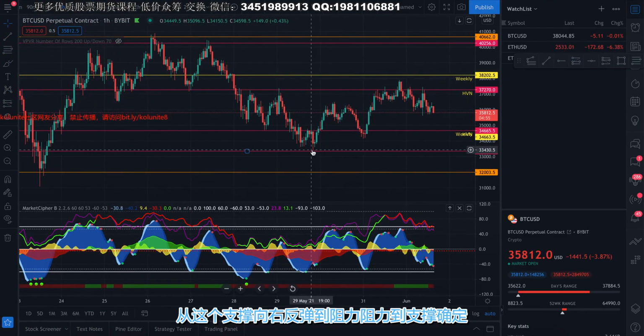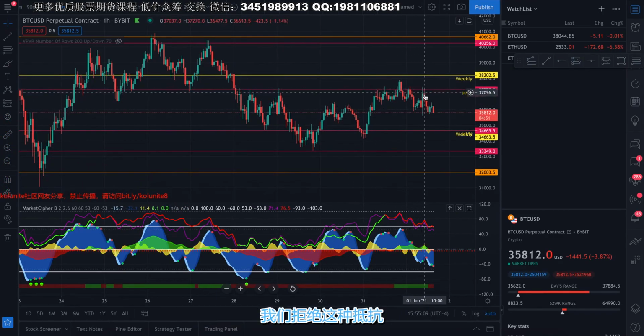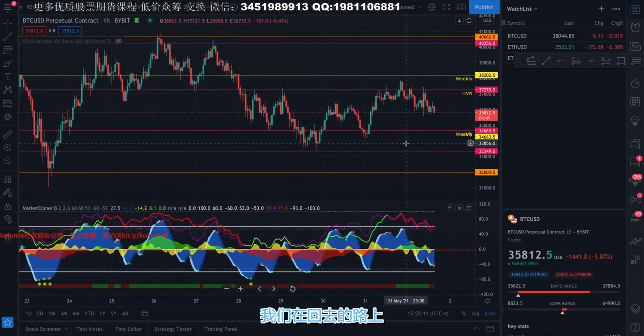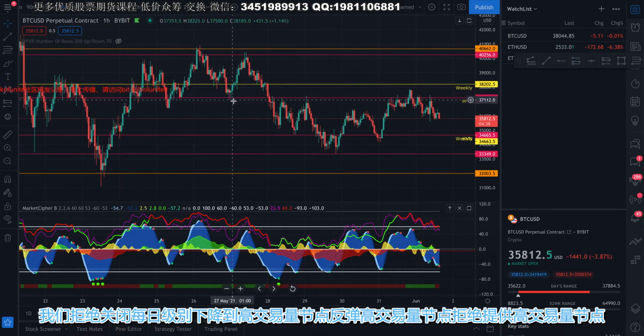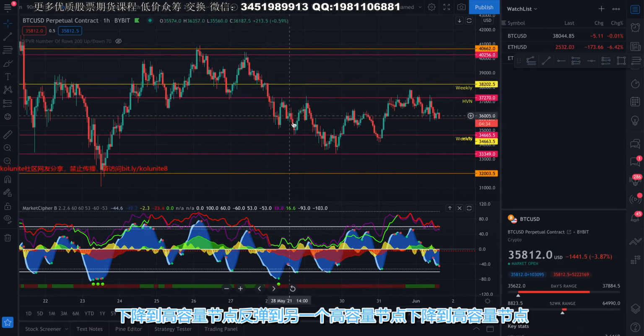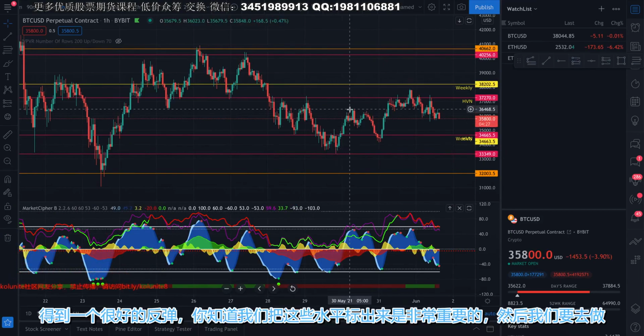Okay? From this support, we come up, bounce off this support to this resistance. We reject off this resistance. We're on our way back down. We come down perfectly to this daily level that we marked all the way back in January and come all the way up to this daily level, which we marked all the way back in January. We reject off the daily level, come down to a high volume node, bounce off the high volume node, reject off a high volume node, come down to a high volume node, bounce off to another high volume node, come down to a high volume node, get a nice bounce.